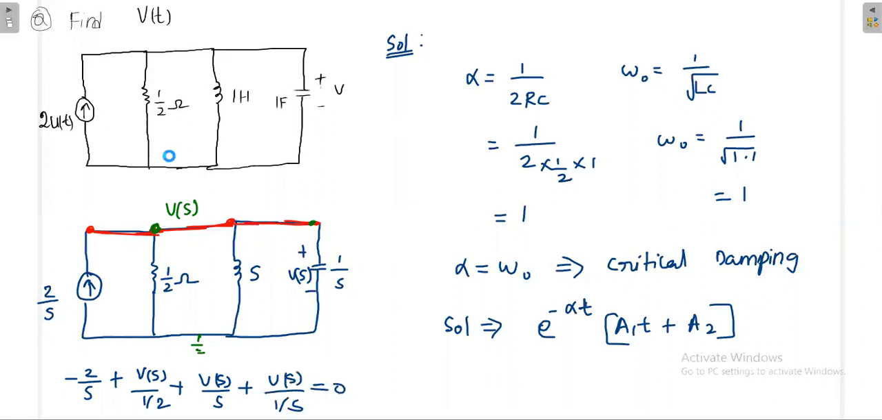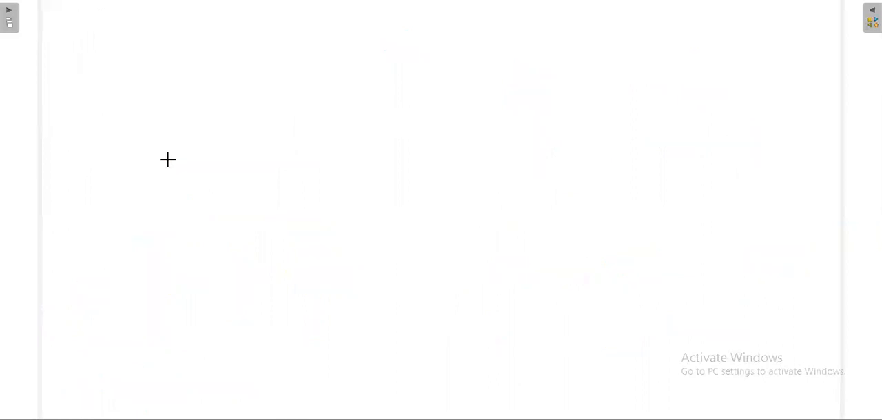Then you make the mathematical arrangement, and finally you get V(s) equals 2 divided by s squared plus 2s plus 1. Once you modify this, it is 2 divided by (s plus 1) whole squared. Again here you have to take the inverse Laplace transform.